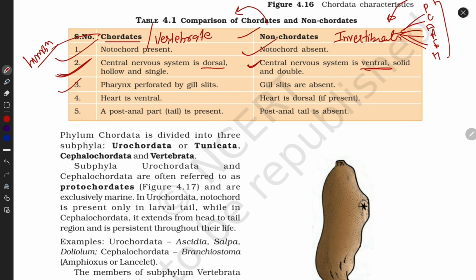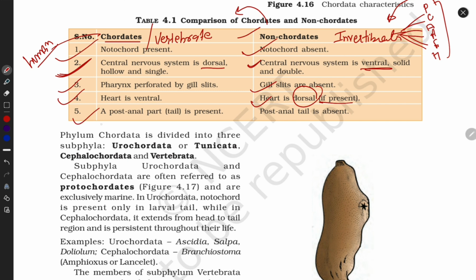In chordates, the pharynx is perforated by gill slits, but non-chordates do not have gill slits. The heart is ventral. Yes, our heart is ventral. Look here, in the front side of our chest cavity, the ventral side. But in non-chordates, if a heart is present, it is on the back side. Remember these differences, okay? These differences are not simple.